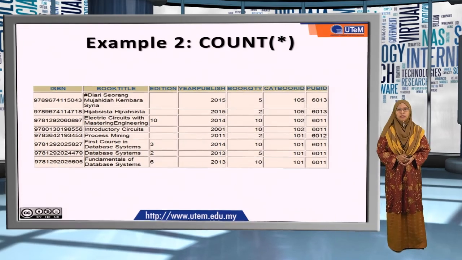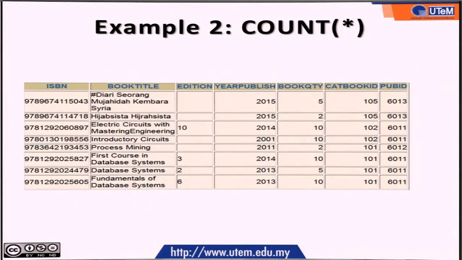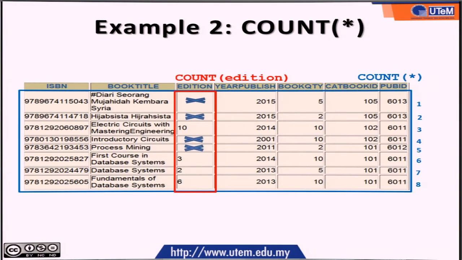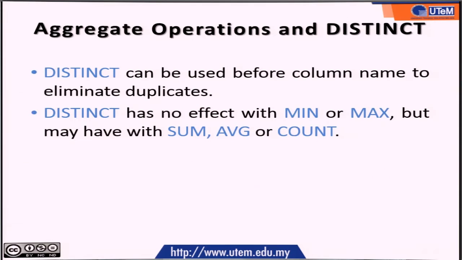The slide shows the different implementation of count all and count edition. The count all counts all rows in the table and thus returns 8 as the result, while the count edition eliminates null first and operates on the remaining non-null values. Therefore, it returns 4 as the result.